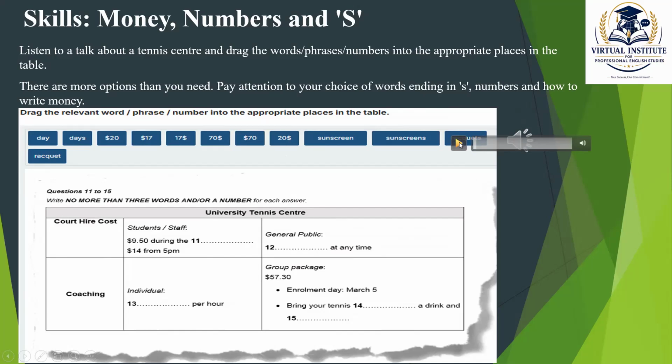As soon as possible. A little more expensive in the evening. After 5 p.m., the court hire goes up to $14. People from outside the university who want to book a court pay a flat rate of $20. Oh, I should point out that those prices don't include rackets or balls, so you'll need to bring your own. Now, I'd like to tell you about our coaching program. We have a range of coaching programs available to suit your needs. You can choose between individual and group coaching sessions. Individual coaching sessions cost $70 for an hour.